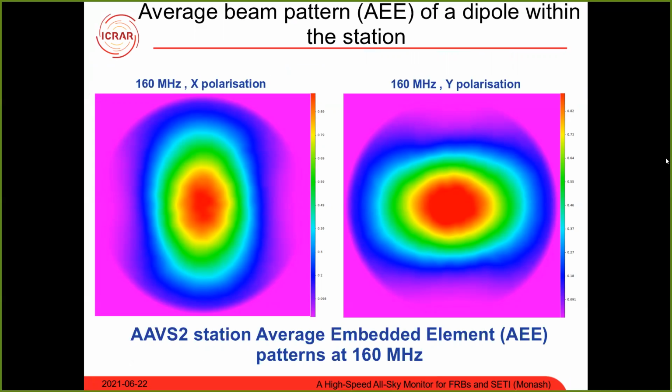What you can see here is the response of a single dipole over the sky, and as you can see, it has highest sensitivity at zenith, but it also has reasonable sensitivity down to elevations near the horizon, maybe, as I said, higher than 20 degrees elevation. These antenna patterns are for X and Y polarization, left and right, at 160 megahertz for the AAVS2 station.